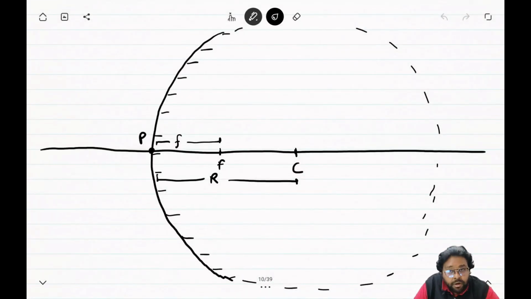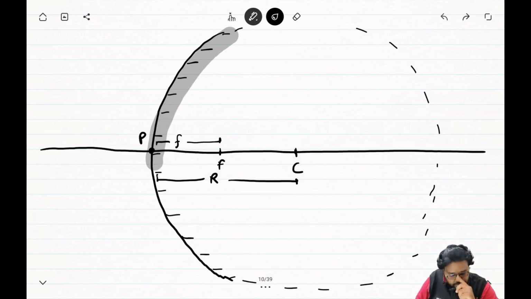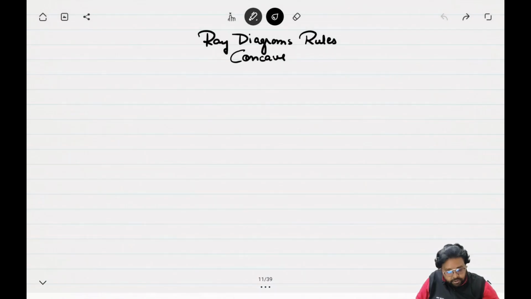Now this is a convex mirror, same, but in a convex mirror the reflecting surface is outwards. So the curvature and focus will all be inside, that means virtual. The focus and center of curvature of a convex mirror are virtual. Okay, so keep that in mind. This will be useful in our further topics.